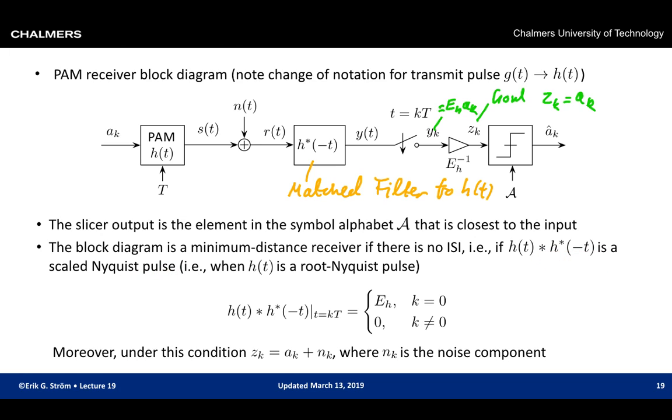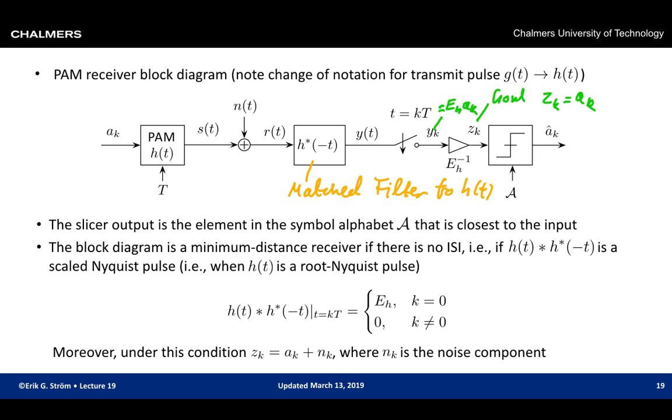Question? The CK should be AK or S of T. What is the last bit? The A hat K. Okay, so let's get to that. A hat K is the number in the symbol alphabet which is closest to the input. And that's not the AK. It is AK. If the input is AK, the output is also AK.